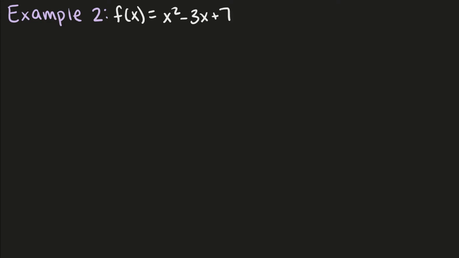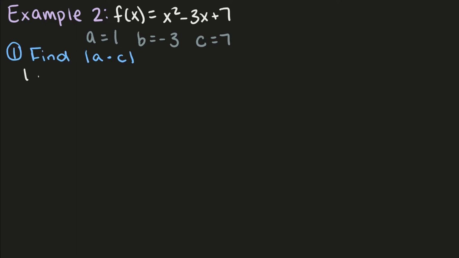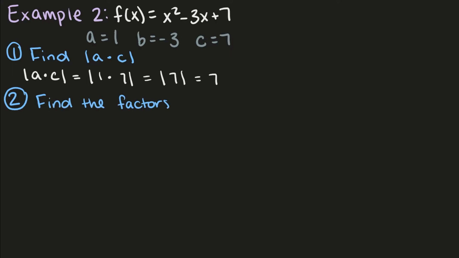Let's take another example. F of x equals x squared minus 3x plus 7. A equals 1, b equals negative 3, and c equals 7. First, we'll find the absolute value of a times c. So this is the absolute value of 1 times 7, which is the absolute value of 7, which is just 7. Next, we'll find the factors of 7. The only factors of 7 are 1 and 7. 7 is a prime number.